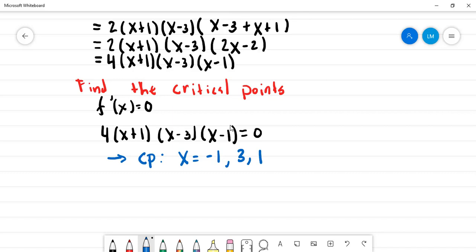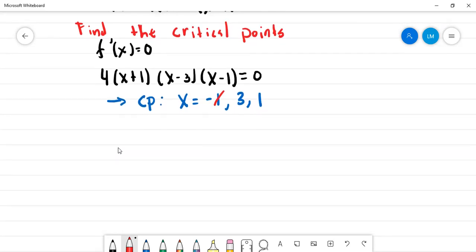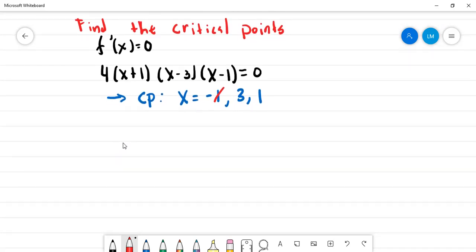So that gives us 3 critical points, but if you notice, one of these will not be used because it's outside the bounded interval that was given. It was from 0 to 4, so in that case we can't use this one right here. So we won't be using that one. Now, the next step would be to decide the classification of these, because it did say classify. So we're going to have to classify this.